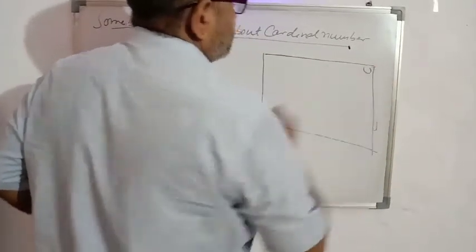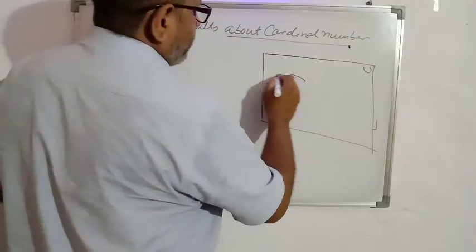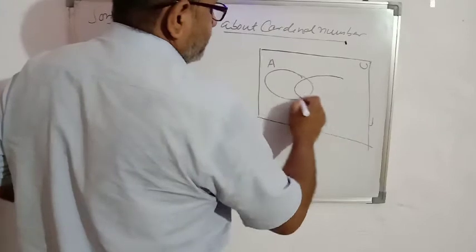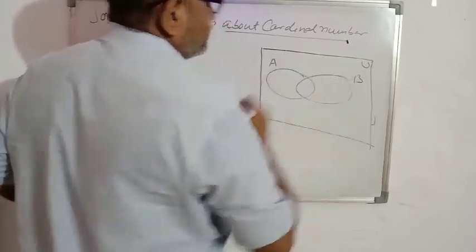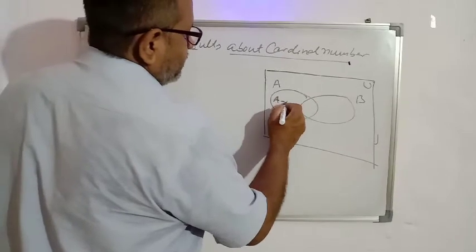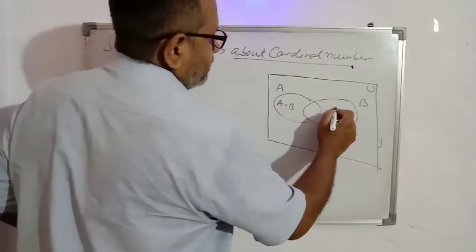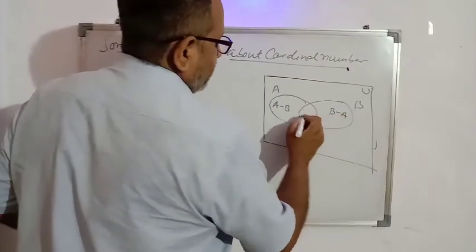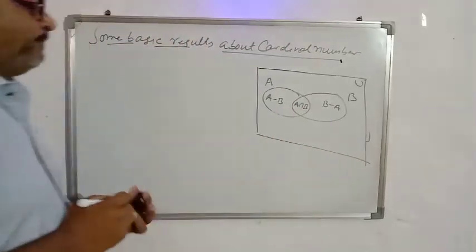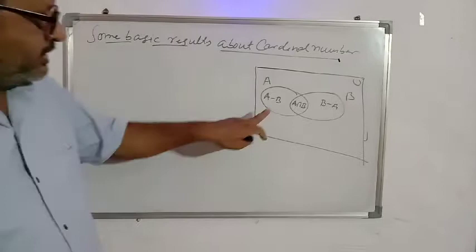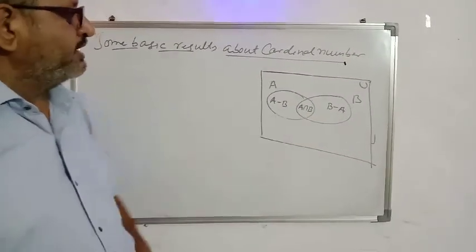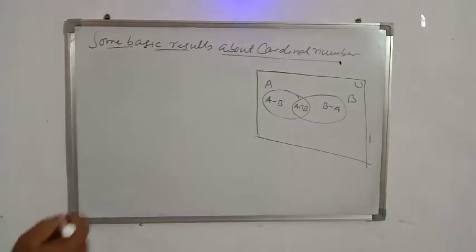This is the universal set. Set A and this one set B. What is this region? It is A minus B. B minus A, and this part is A intersection B. So this part A minus B, B minus A, and the common region is A intersection B.